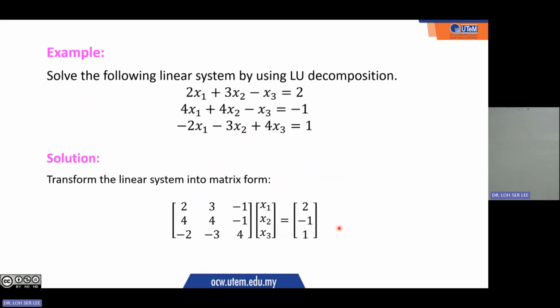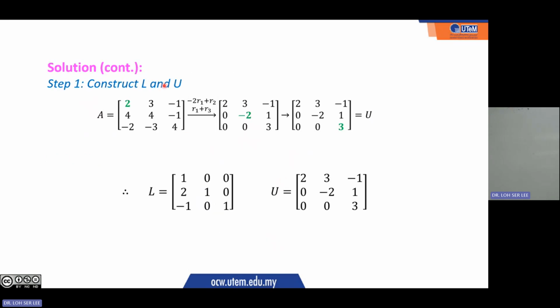Now I show you one example. Solve this by using LU decomposition. This is the matrix form. First of all, we will decompose the A into L and U. I use the row reduction. By using two operations, we change this into 0. And coincidentally, this is 0. So this is the same as this one. This is your U.